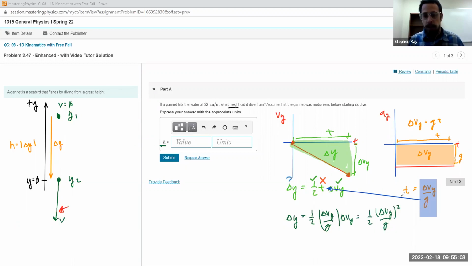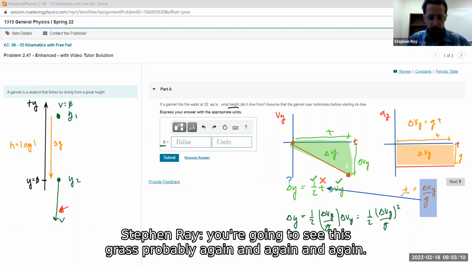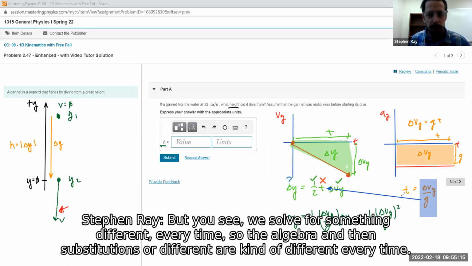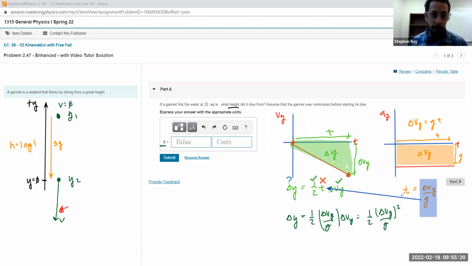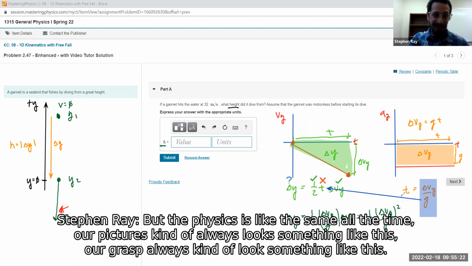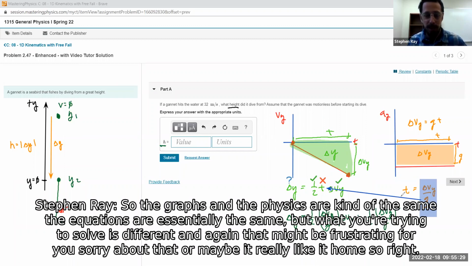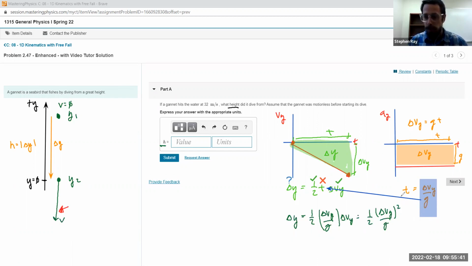Start plugging in values. You're going to see these graphs again and again, but we solve for something different every time. So the algebra and the substitutions are different every time, but the physics is the same all the time. Our pictures and our graphs always look something like this. The equations are essentially the same, but what you're trying to solve for is different. And again, that might be frustrating for you. Sorry about that. Or maybe you really like it. I hope so.